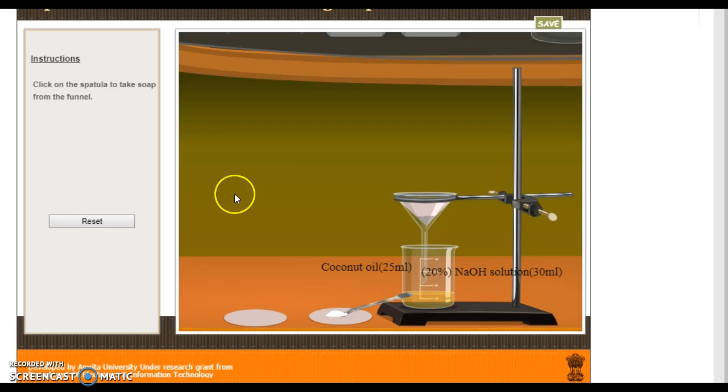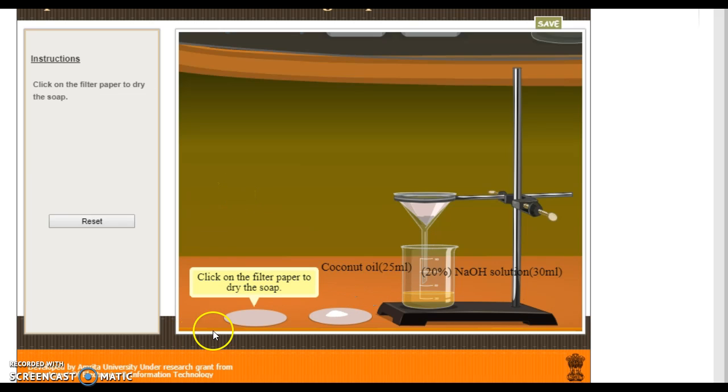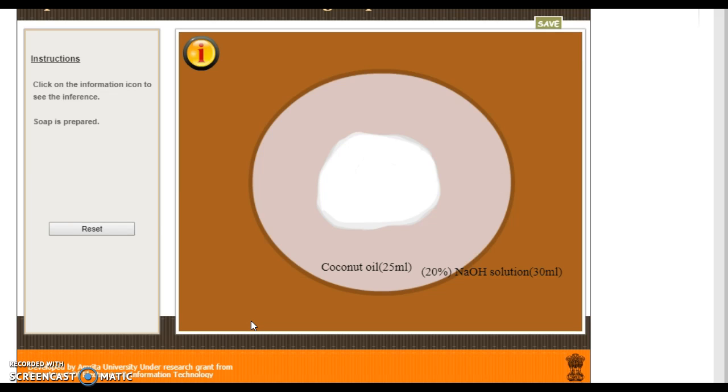Then, dry the soap with another filter paper. Lastly, the soap from the experiment can be used by students to clean the dirty clothes that the teacher will distribute. After the experiment, the students will answer all questions based on the experiment.